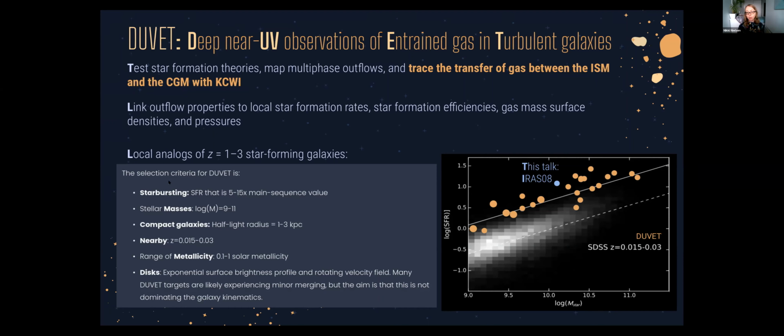So we have built up a sample of about 30 galaxies that are local analogs of redshift 1 to 3 star-forming galaxies. You can see from the plot on the right that these galaxies are starbursting. They have a star formation rate that is much greater than the main sequence of galaxies at the same redshift. And they span a wide range of stellar masses. We also know these galaxies are disks, so they haven't undergone a major merger very recently. So their active star formation is actually due to more of a very large accretion event rather than some very strong interaction.